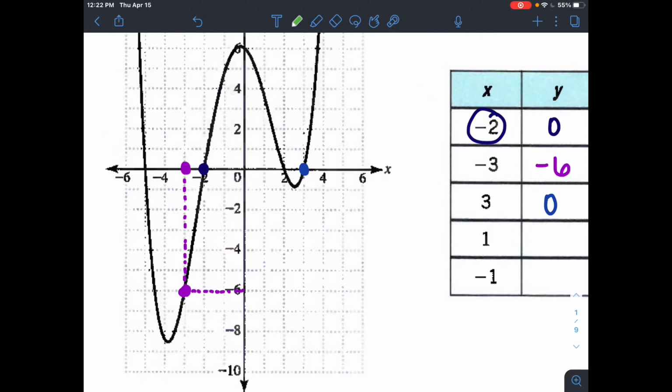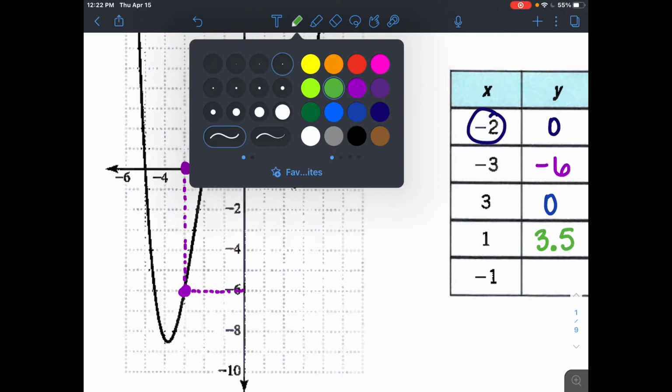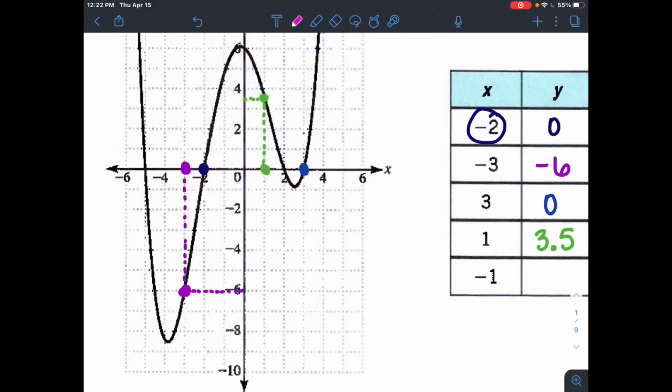If x equals 1, I'm going to go up to my line right about here. I go over to find my y, and I'm at 3.5. And for the last one, x equals -1, right here, I go up to my line, and I go over to my y, and I would say it's roughly 5.